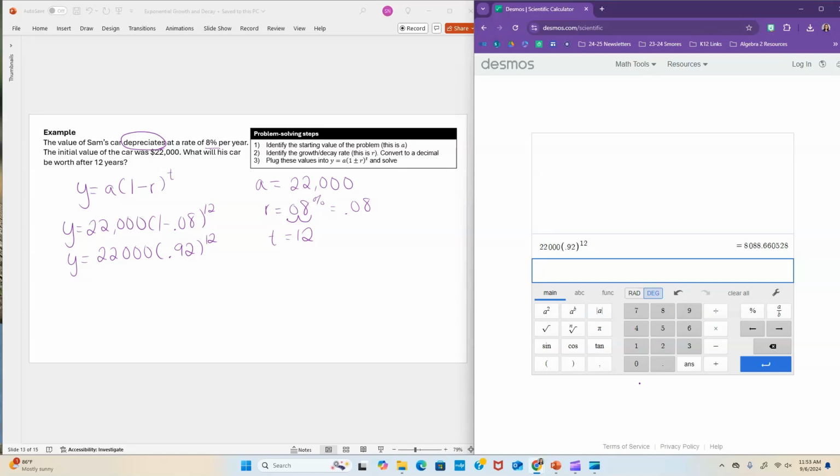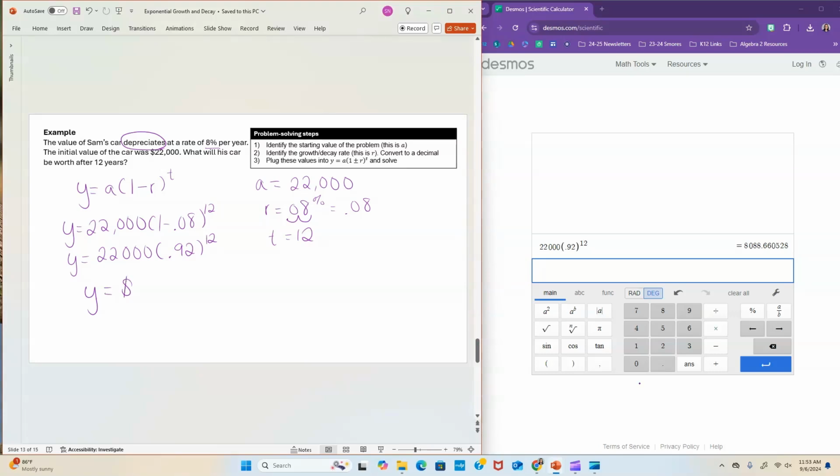So here we're talking about money, right? It does make sense to have dollars and cents in our final answer. So I'm going to round to the hundredths place. So I'm going to say $8,088.66, right? So we can round money by rounding to the hundredths place. Okay, so that's going to be the value of his car after 12 years.